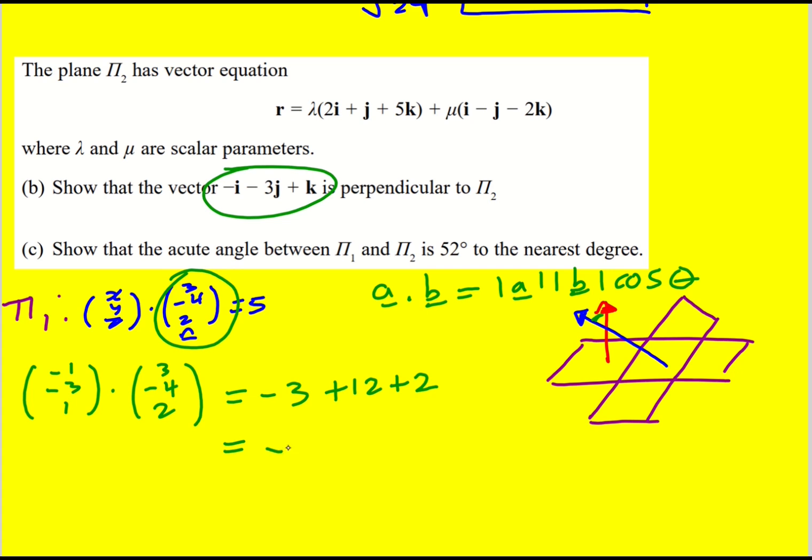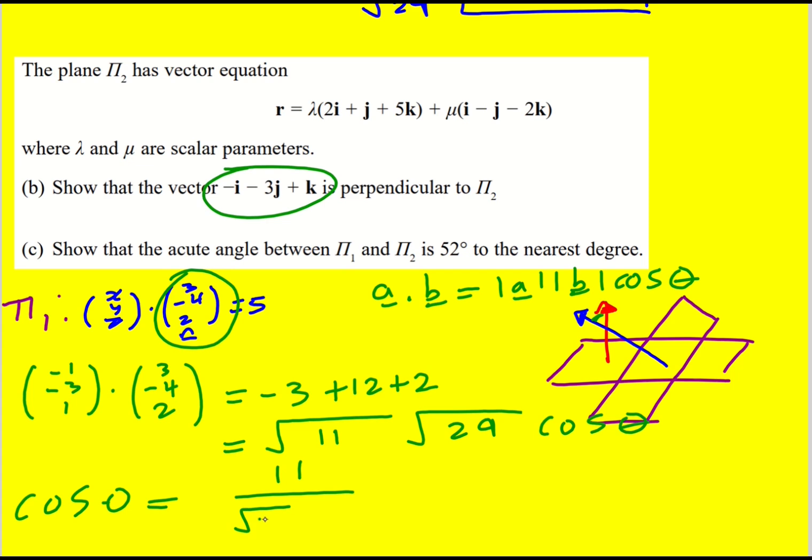So magnitude of A is going to be 1 squared plus 3 squared plus 1 squared, square rooted. Well, that's just root 11. For the next one, we get root 29. And then we times by cos theta. That means cos theta is going to equal 11, and I work out minus 3 plus 12 plus 2, divided by root 11, root 29.